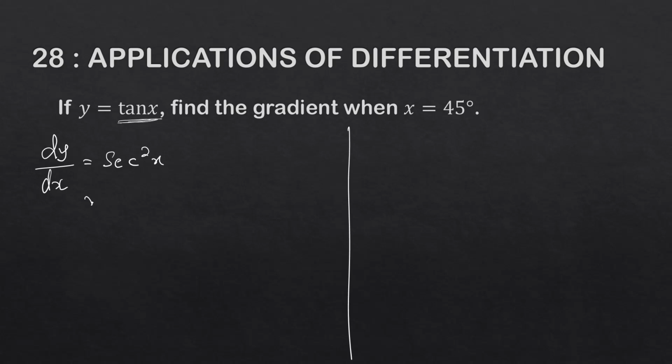But remember, we said that x is equal to what? 45 degrees. So when I substitute x at 45, that simply means that dy dx is equal to sec 45 degrees all squared. My answer is going to be 2. You can use your calculator to find that.